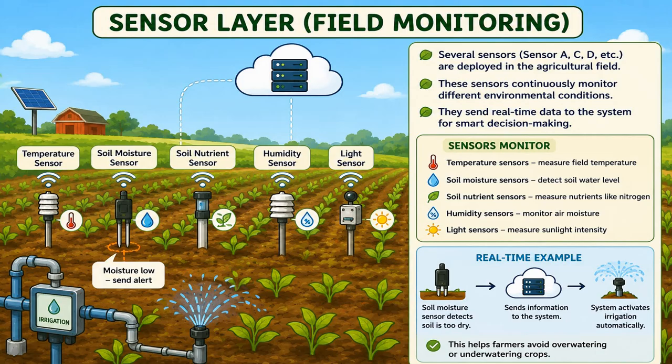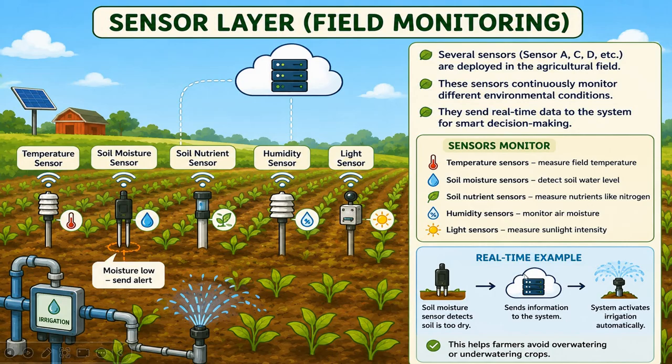Next, you have humidity sensors. These measure the moisture content in the air, which affects plant growth and disease development. Then last are the light sensors, which measure the intensity of the sunlight reaching the crops and help monitor growing conditions. So all these sensors will be continuously collecting the data and sending it to the next layer of the system for processing and analyzing. And since the data is collected automatically and in real time, farmers can make better decisions and improve the crop productivity.